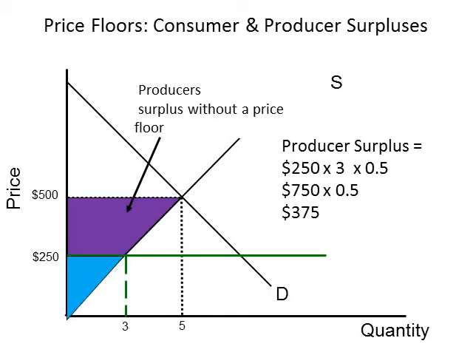After the government imposes a price ceiling, producer's surplus is the light blue area. The light blue area in our example is $375. So the amount of benefit that the producers derive from selling TVs is reduced by $875.